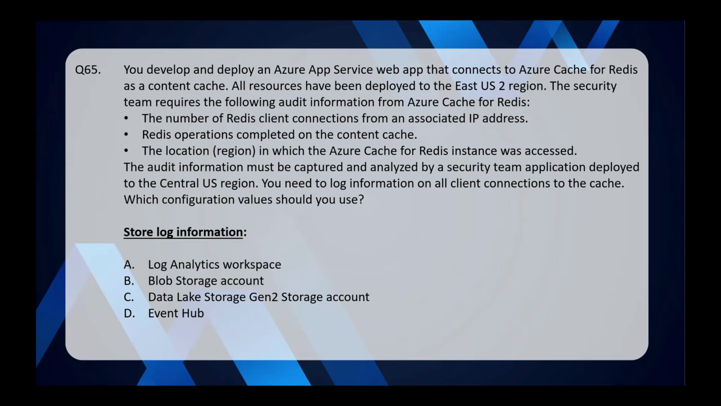The first part of the question is talking about where to store the log information. Your options are Log Analytics Workspace, Blob Storage Account, Data Lake Storage Gen2 Storage Account, Event Hub. Folks, you should use Log Analytics Workspace to store logs. It is best for collecting telemetry and running queries with Azure Monitor and can be consumed by downstream apps. Now, Blob Storage Account is best used for archival. Data Lake Storage Gen2 is typically used for big data analytics pipelines, and Event Hub is best for streaming to SIEM or external apps.